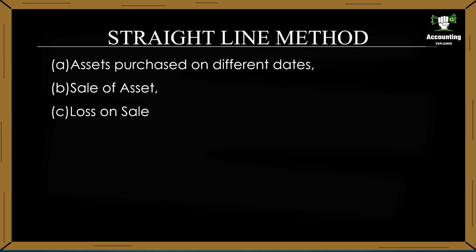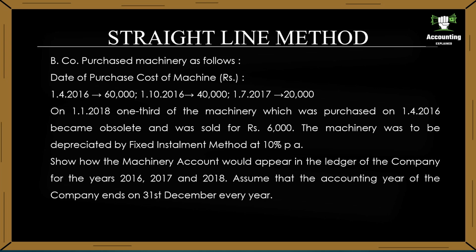So in this video we are going to see adjustments in the straight line method when assets are purchased on different dates, when there is a sale of asset, and when there is loss on sale of asset. Let us see the question now.